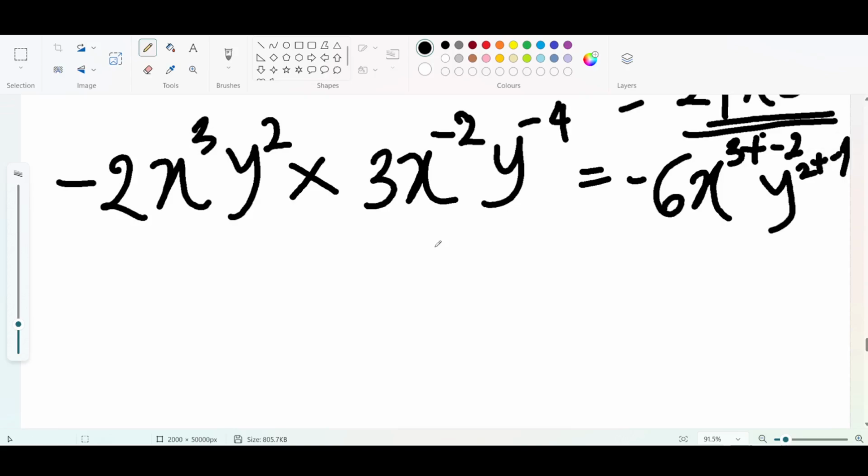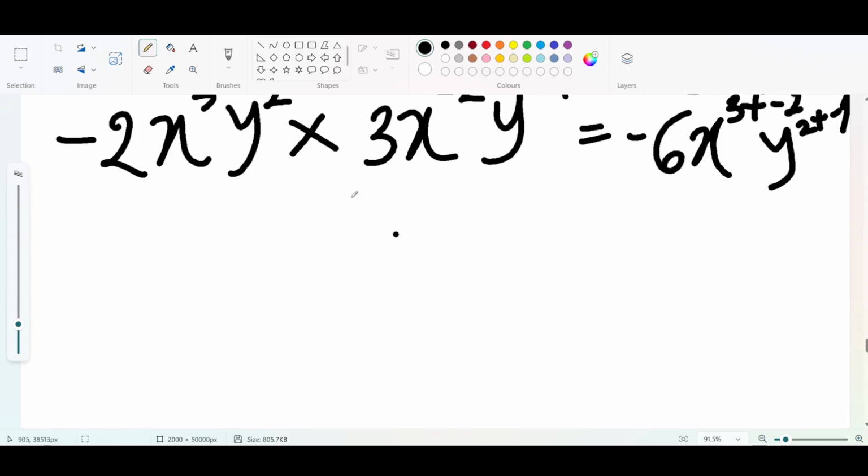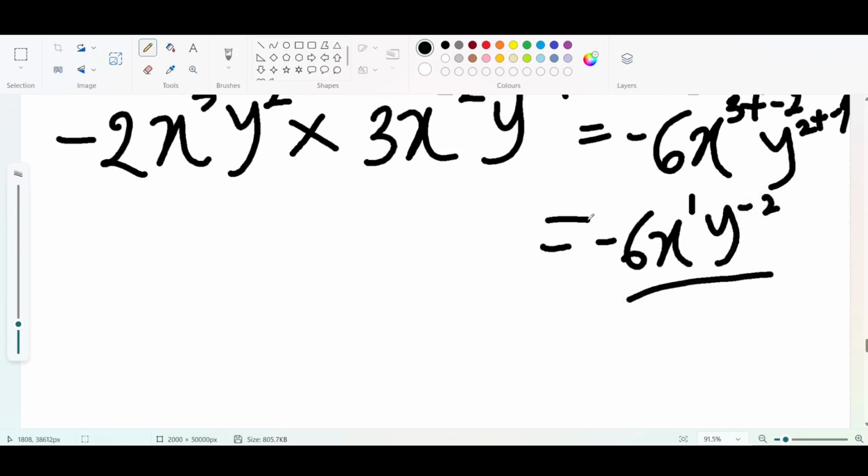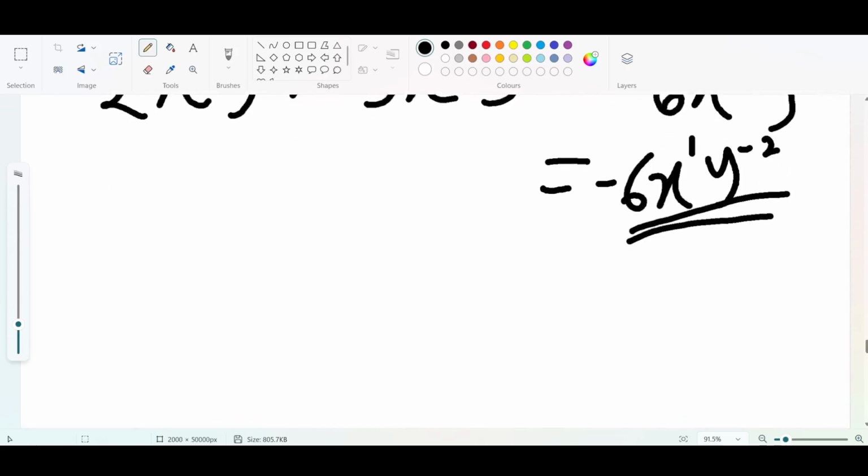We know that plus times minus is minus. So this is going to be minus 6x raised to power 3 minus 2, which is 1. And for y, 2 minus 4 is minus 2, so y raised to power minus 2. This is the final answer to that expression. Are we good to go?